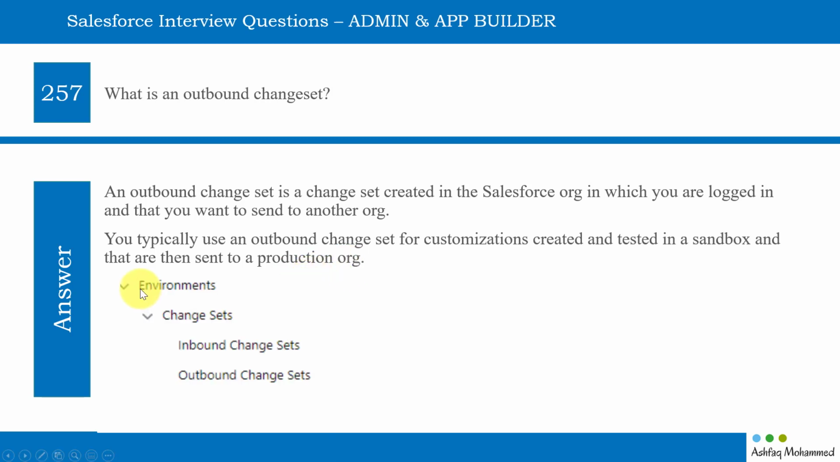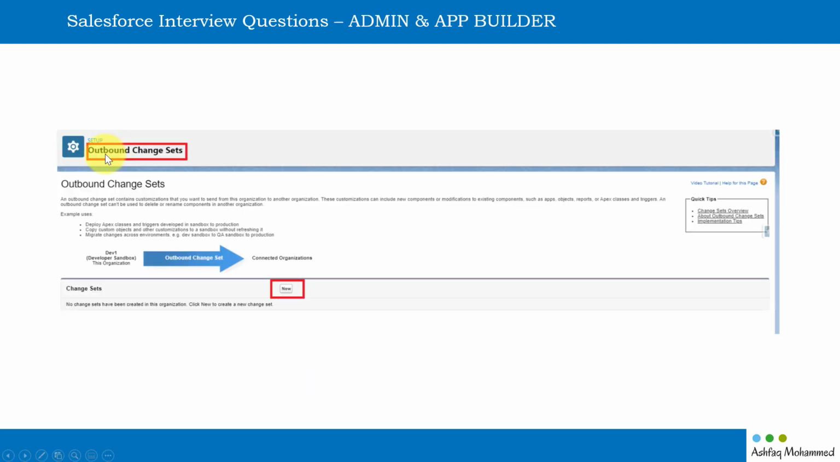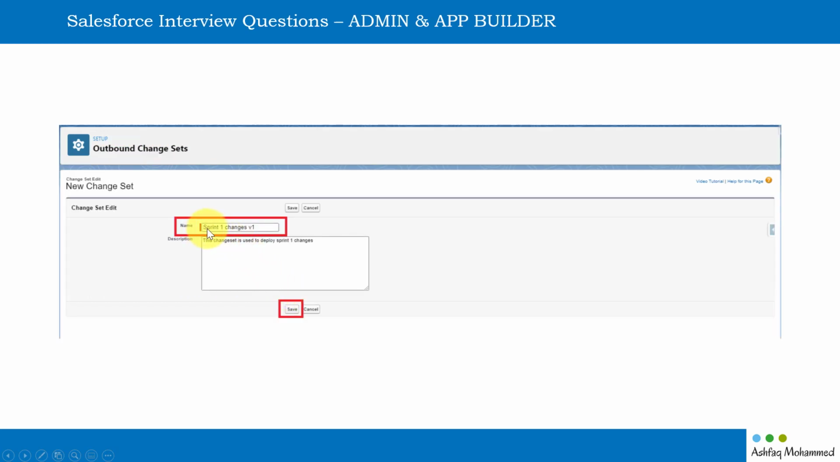Like if you go to Setup, Environments, Change Sets, you will have two options: inbound change set and outbound change set. If you see outbound change set, then you can create a new change set, and then you write what it is for. Okay, it's for sprint 1 changes version 1. This change set is used to deploy sprint 1 changes.